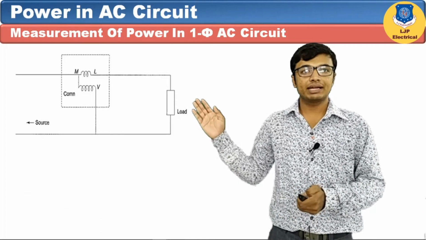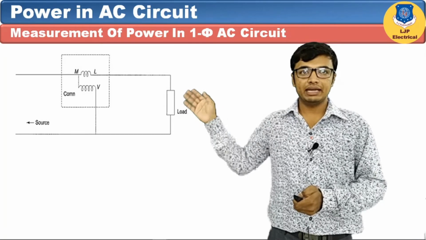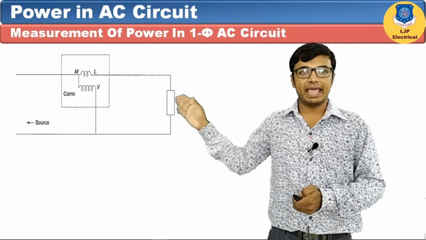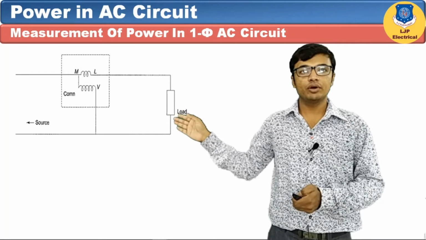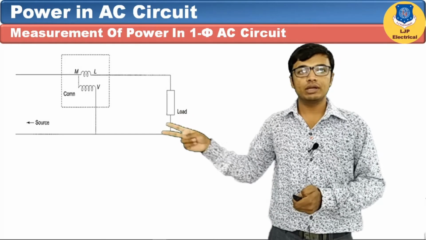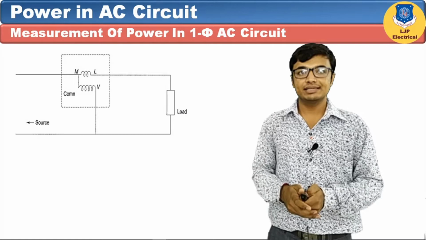You can see we have connected one wattmeter with the load, to which we have supplied single phase AC supply. It has four terminals, that is M, L, C and V. M for main, L for load, C for common, V for voltage. The wattmeter has two coils, that is current coil and potential coil. The current coil we have connected in series with the load.